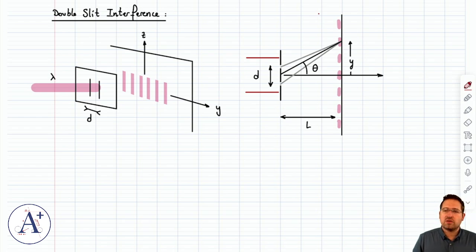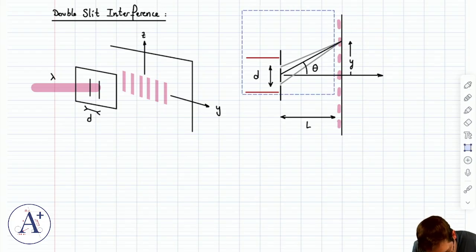And the question is, can you evaluate delta x, which is how much more this ray traveled compared to this ray, so that I can know what delta x is, and I can then set it equal to m lambda or m plus 1/2 lambda to find my fringes. Okay, so we're going to do that, and that's where another assumption comes into play.